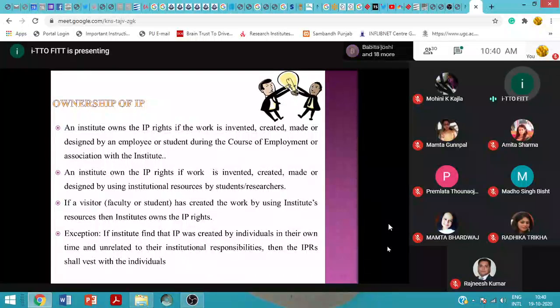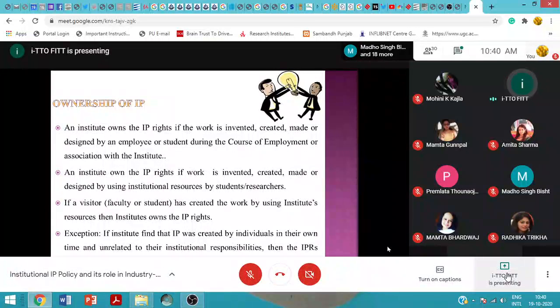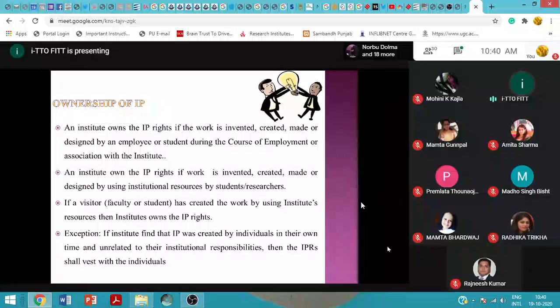The second scenario is that an institute owns the IP rights if the work is invented, created, made, or designed using institutional resources by a student, researcher, or employee, which can be faculty. And if a visitor from outside has created the work using institute resources, then the institute owns the IP right. There is an exceptional case as well. If the institute determines that the IP was created by an individual in their own time and unrelated to their institutional responsibility, then the IPR shall vest with the individual.